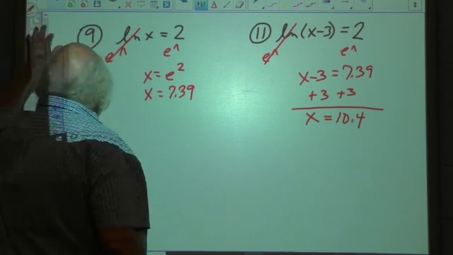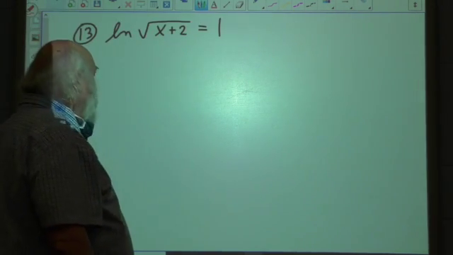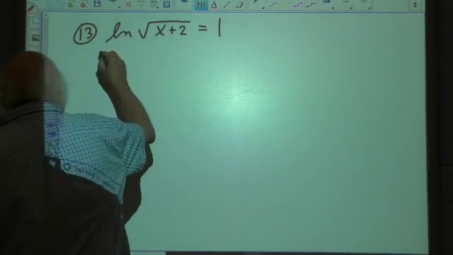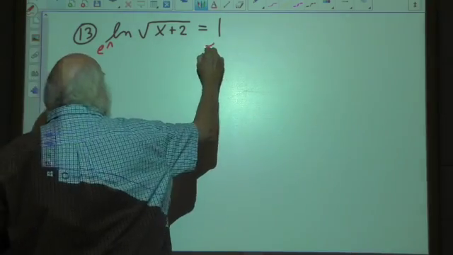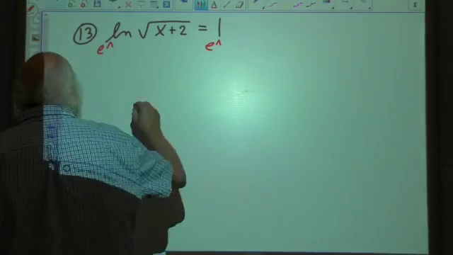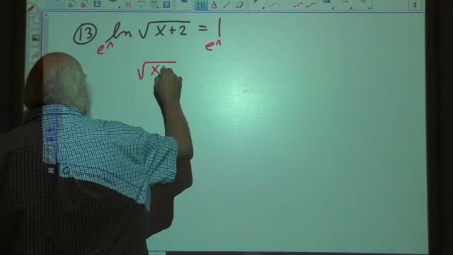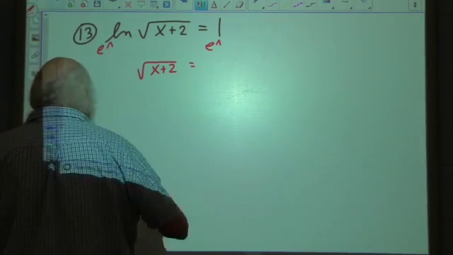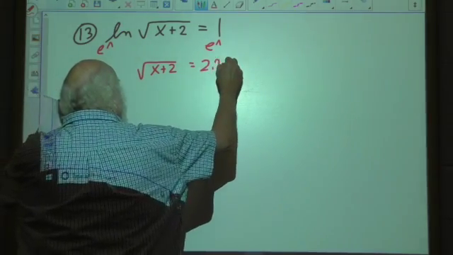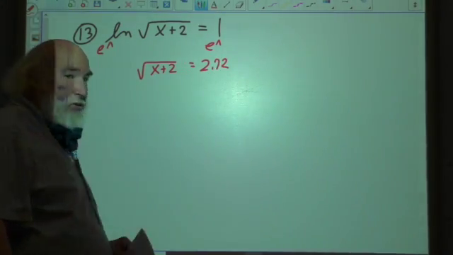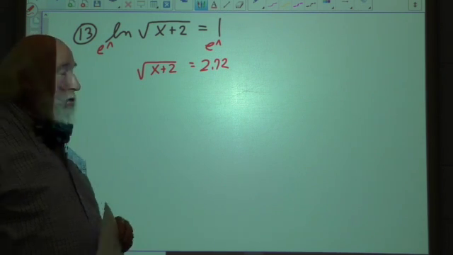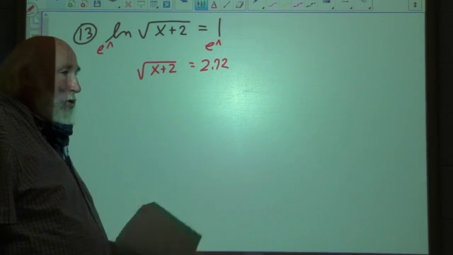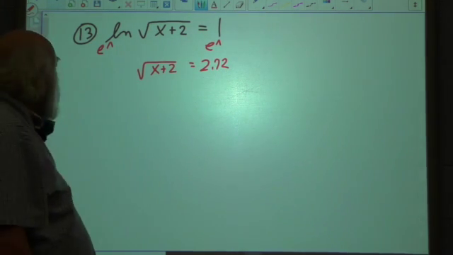Okay, last one. A little more involved, but not too bad. Again, we want to get rid of the natural log. So you take e caret to both sides. And this gives you the square root of x plus 2 equals e to the first power. And you type that in, you get 2.72. So that might be a number you might want to remember, particularly if you're in Scholastic Bowl, where this is the value of e, 2.718, blah, blah, blah.